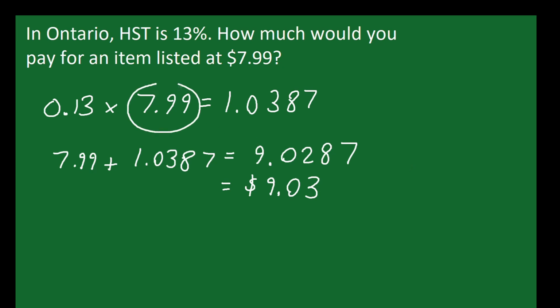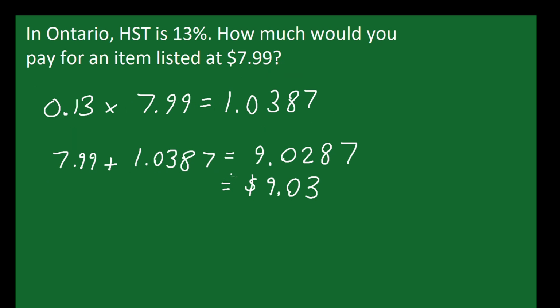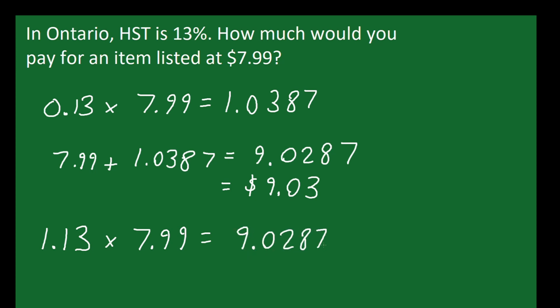Instead of multiplying this $7.99 by 13% and getting that amount here, the amount you pay in tax, and then adding it to the original, we can do this all in one quick calculation. Instead of multiplying by 0.13, I'm going to multiply by 1.13. If you do it this way, you will get your answer 9.0287, which of course you can round to $9.03.